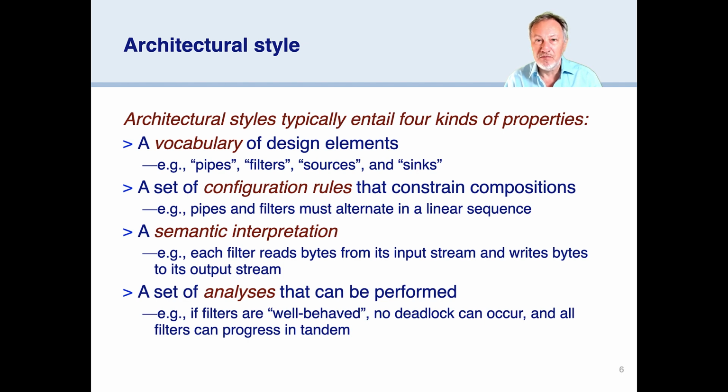So for a pipes and filters data flow architecture, if the filters are well behaved, that is, they don't suddenly stop communicating, then no deadlock can occur and all the filters can progress in tandem. If I have a fat client architecture, then that also has some implications. With the fat client, a lot more activity is happening on the client side, so that improves latency and means that only requests that must be performed on the server are actually sent through the network and back, whereas just GUI interactions are happening on the client side.